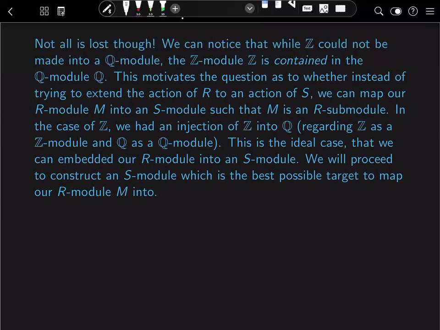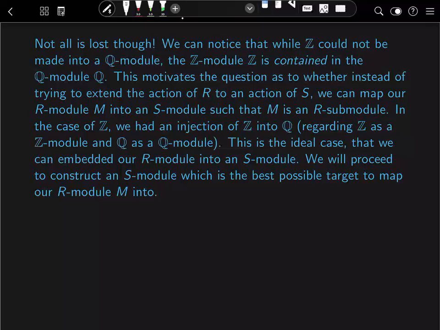And this is actually the nicest case because this is actually an embedding. This is an injection, right? So no information is lost when we map our Z module Z into our Q module Q. No information is lost there. In general, this map is usually not an embedding, so it's just some kind of homomorphism.